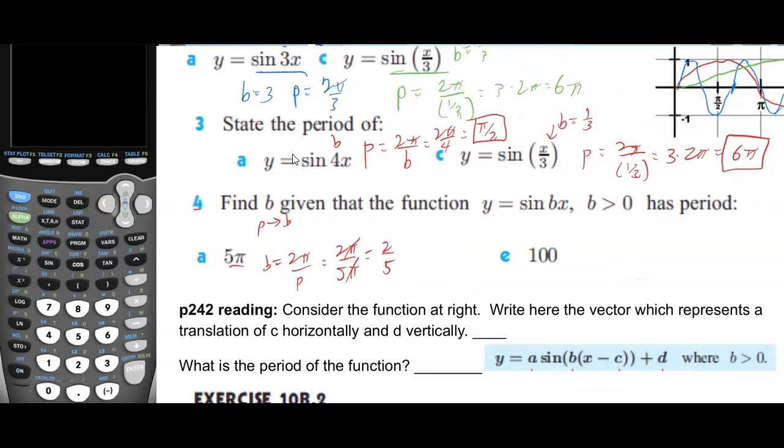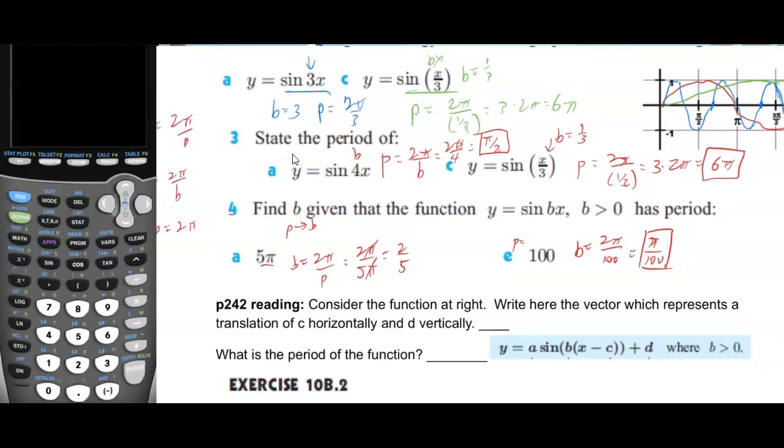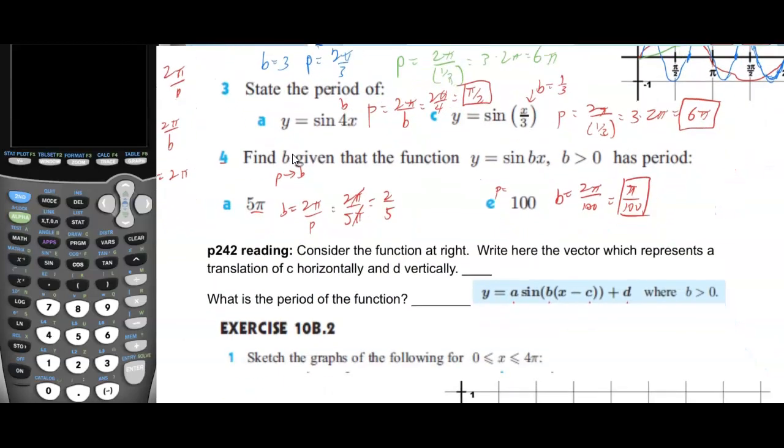Okay? What if the period is 100? Then we put b equals 2 pi over 100. We can reduce it. IB doesn't care. But if we reduce it, it's pi over 100. Okay. Moving on.